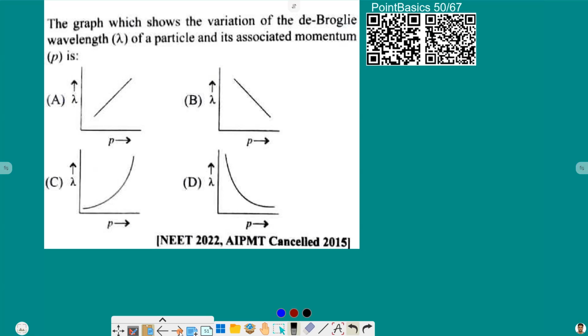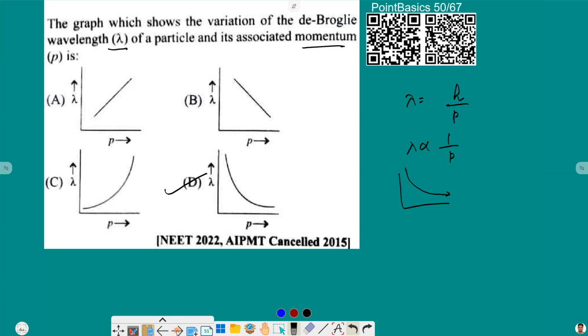In the next one, the graph which shows variation of de Broglie wavelength λ of a particle and associated momentum. So λ is h by p. So basically λ is proportional to 1 by p, meaning we will get a graph like this, a decreasing graph. So that is option D for us.